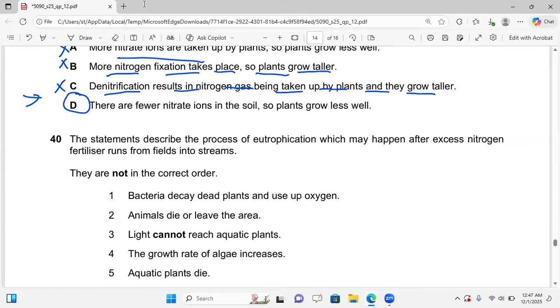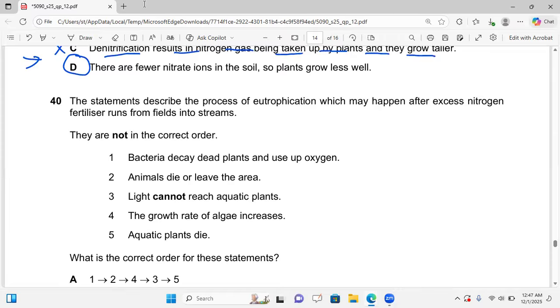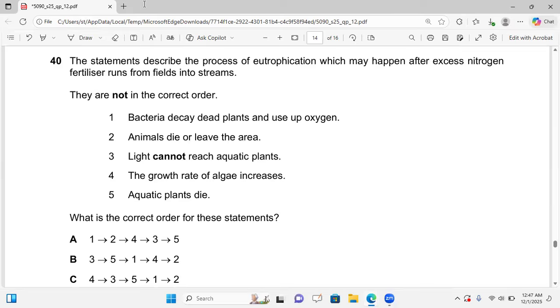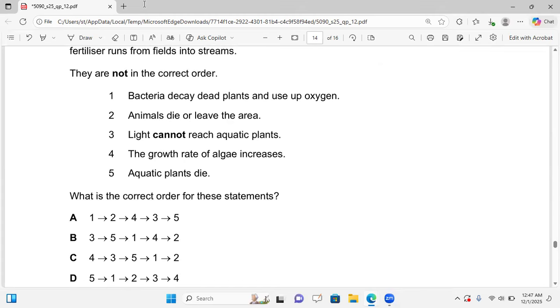After that, he is saying the statement describes the process of eutrophication, which may happen after excess nitrogen fertilizers run from the fields into the streams. They are not in correct order. Bacteria decay dead plants and use up oxygen. Animals die or leave the area. Light cannot reach aquatic plants. The growth rate of algae increases. Aquatic plants die.